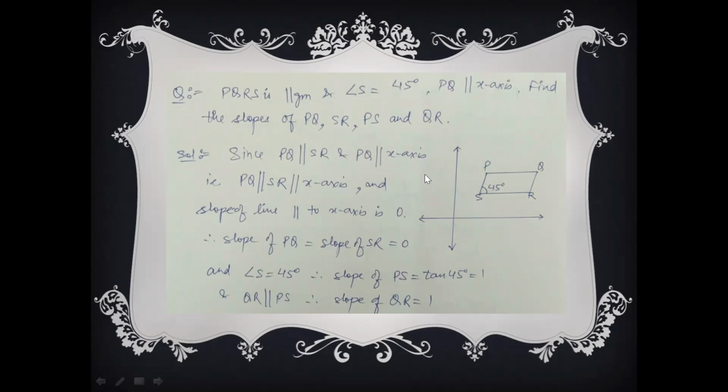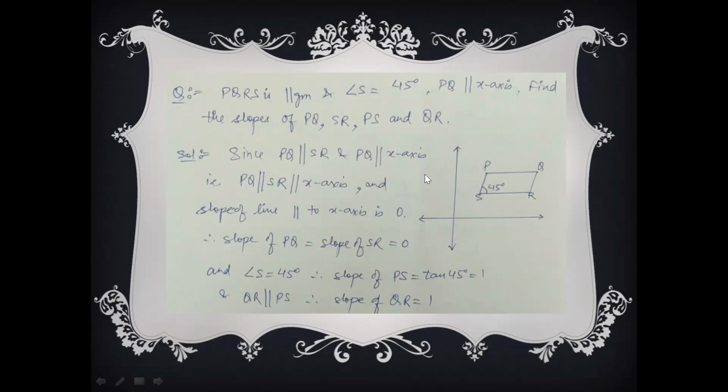Let's see some application-based problems in which some figure may be given. It may be a rhombus, rectangle, parallelogram, any figure, and we need to solve these problems using parallel sides or perpendicular sides. That's what we learned. In this particular question, PQRS is a parallelogram, so we know that opposite sides are parallel. Angle S is given as 45 degrees, and one more condition is given: PQ is parallel to the x-axis. We have to find the slope of all four of the lines.